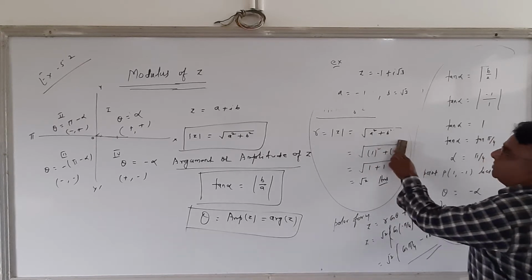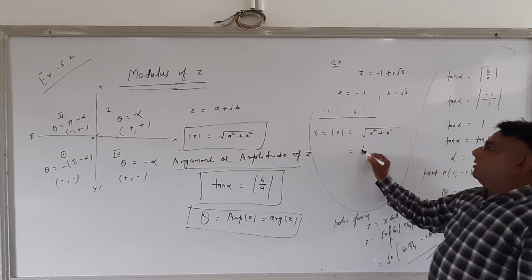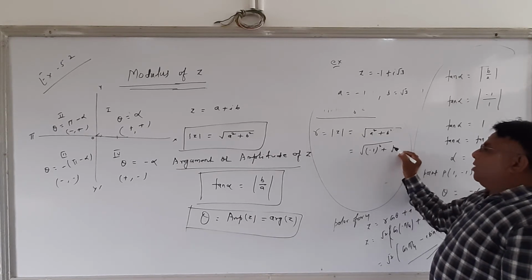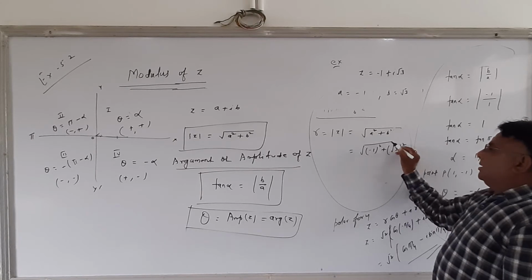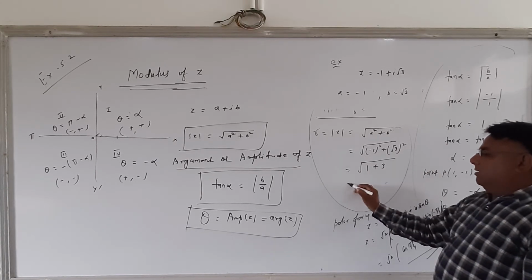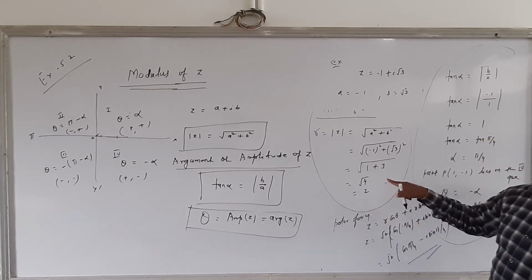Modulus is under root a square plus b square. So what is the value of the modulus of z? Under root, square of minus 1 plus square of root 3. Square of minus 1 is plus 1, square of root 3 is 3, then 3 plus 1 is 4, and the square root is 2. First thing is the modulus of z.